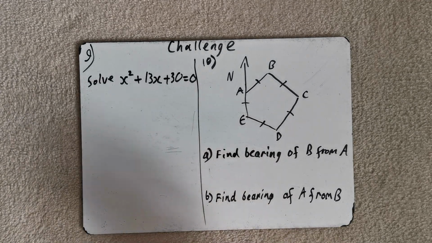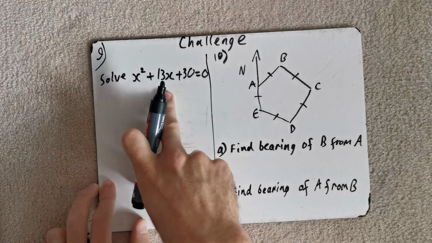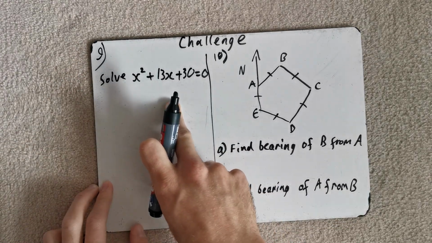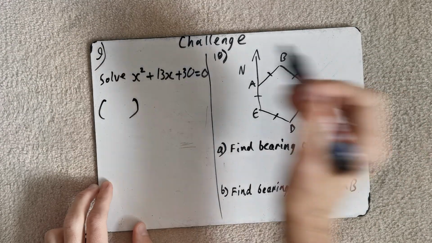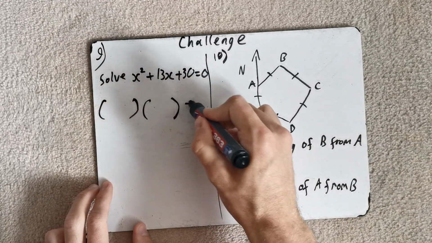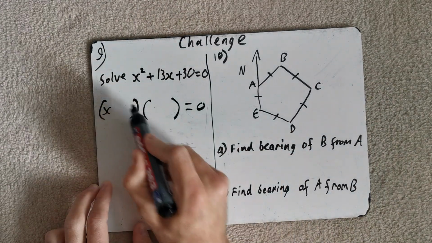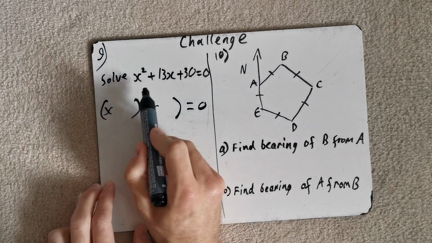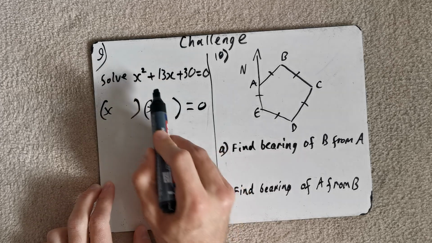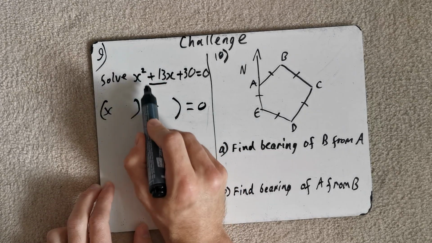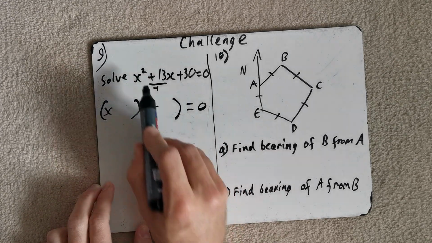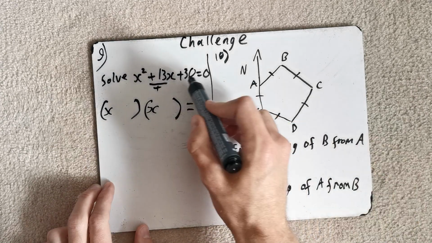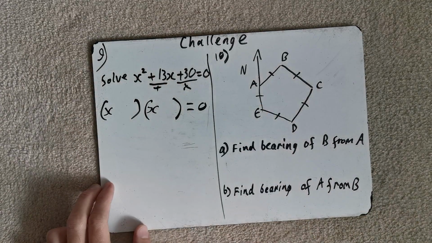Right, answers to this one. This one we've got to factorize. Okay, now if you factorise this one, it's actually going to look like this with two sets of brackets. So if you remember, to factorise this type of thing, you need to find two numbers that add to make 13 and multiply to make 30.